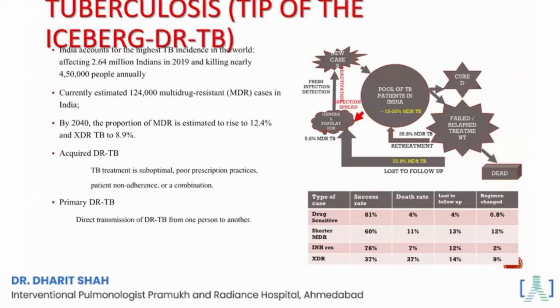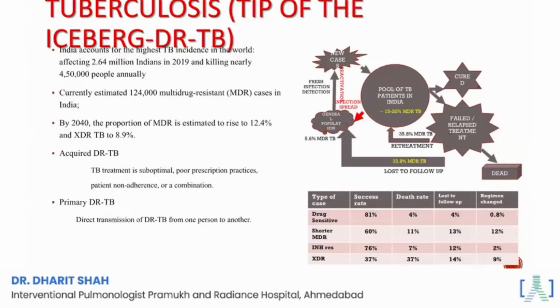We can see that day by day, year by year, the MDR-TB prevalence is increasing, and the incidence is also increasing. By 2040, the proportion may be 12.4% for MDR-TB, and for XDR-TB it is 8.9%.